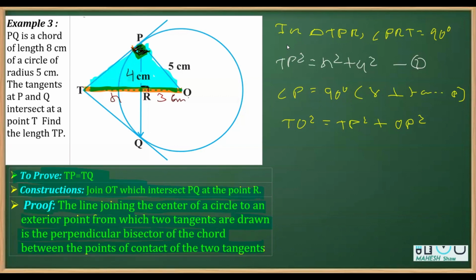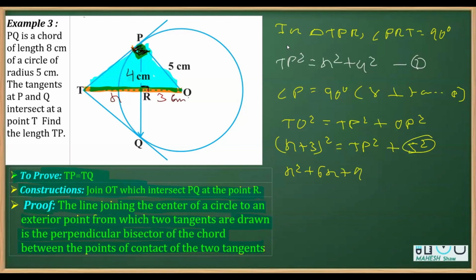Now, what is TP? As you can see from the figure, TO is x plus 3. So it's going to be (x plus 3) square, and TP is what we have to get, so let it be as it is, plus OP, which can be seen from the figure, is 5. So it's 5 square. Later, I'm going to expand this applying (a plus b) whole square. So it's going to be x square plus 2ab, that is 6x, plus b square, which is 9.